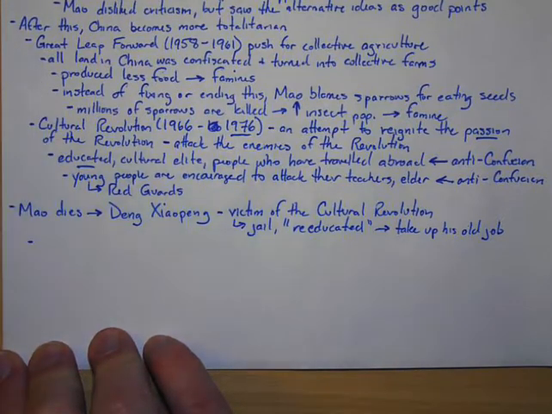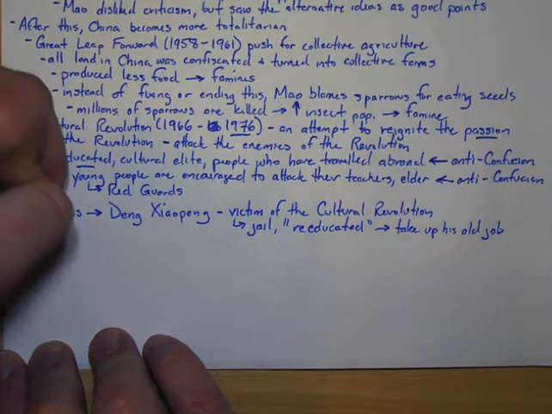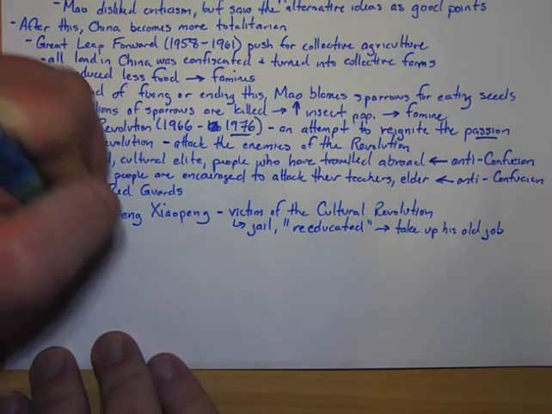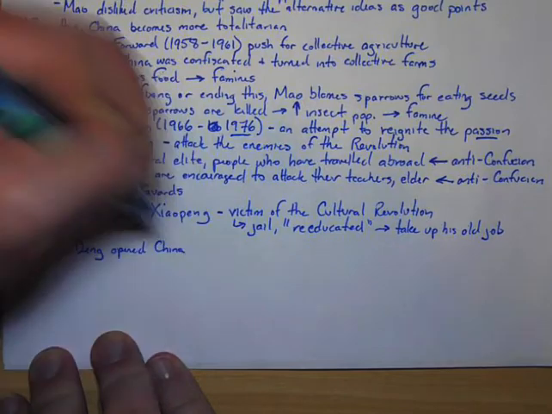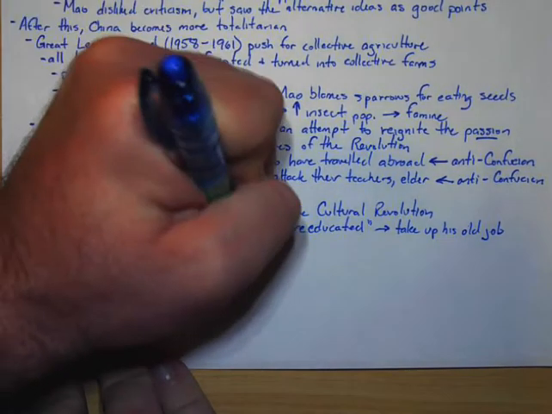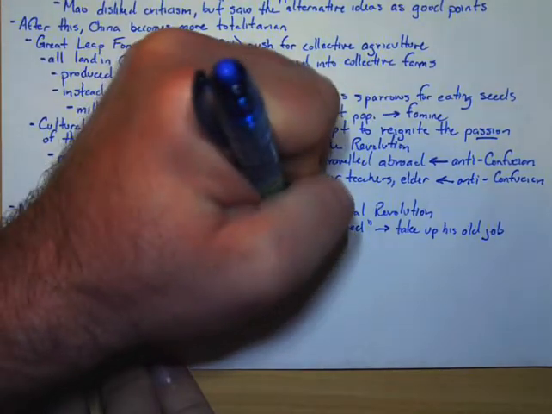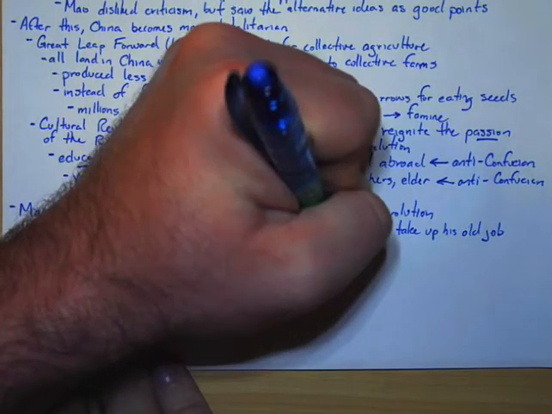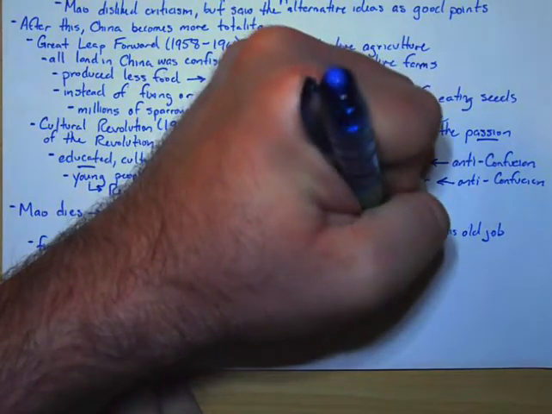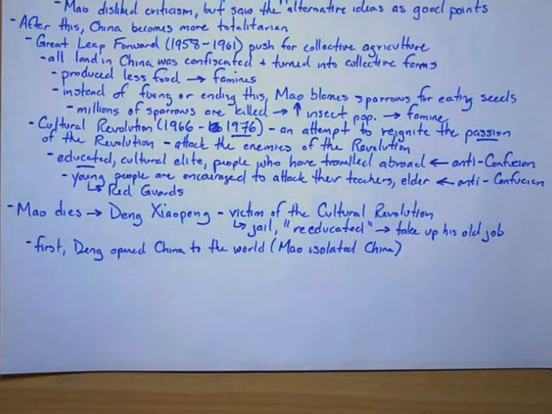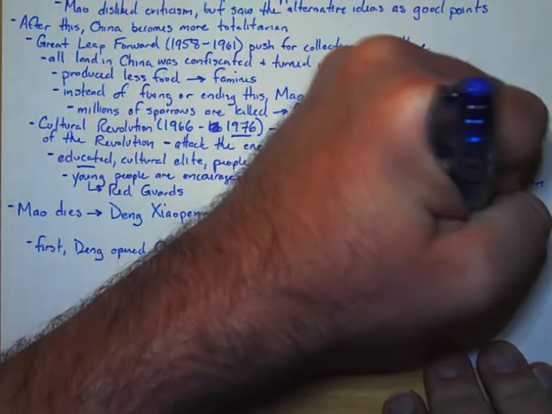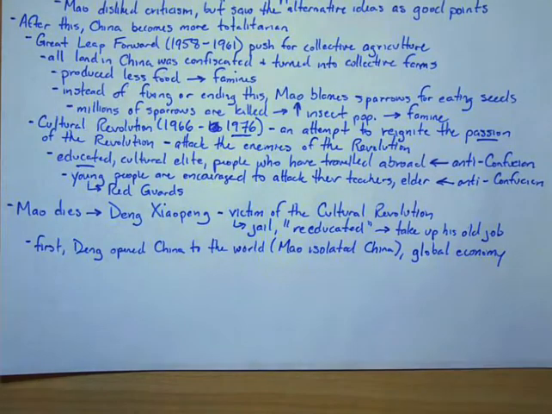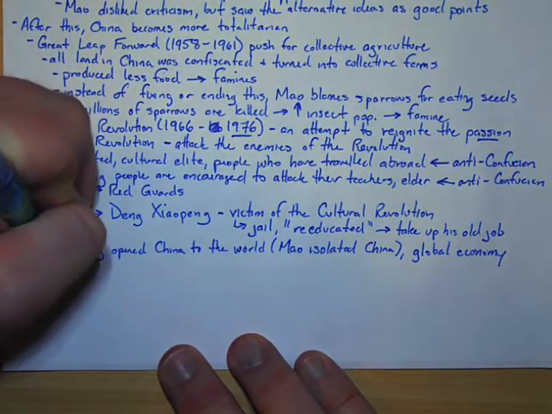Deng does two things that are very important for understanding modern China. First, Deng opened China to the world. Mao had always isolated China. But Deng opens up China to the world and becomes part of the global economy. And he even brings in a little bit of capitalism.